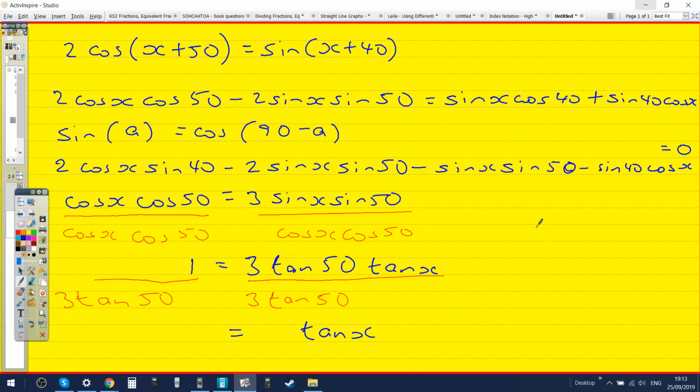Okay, so from here we get 1 over 3 times 1.192 equals tan x. So I have 1 over 3 tan 50 equals tan x. Yeah. Okay. And then we arctan this. Yes. Okay.